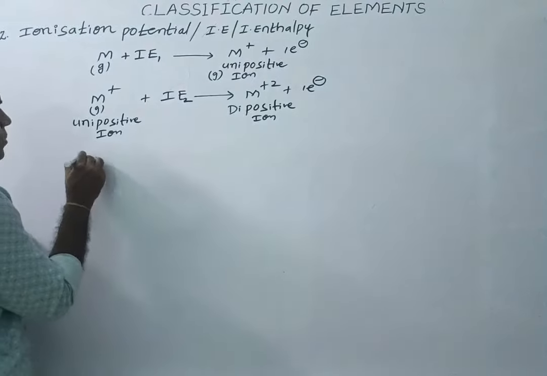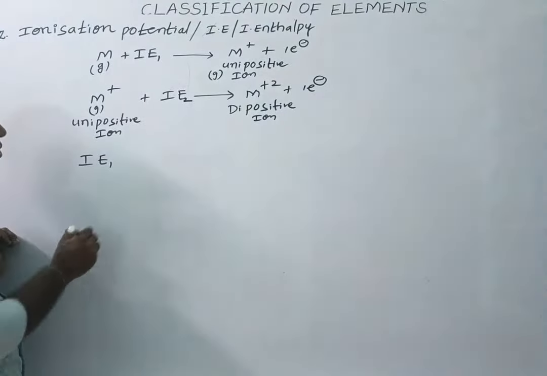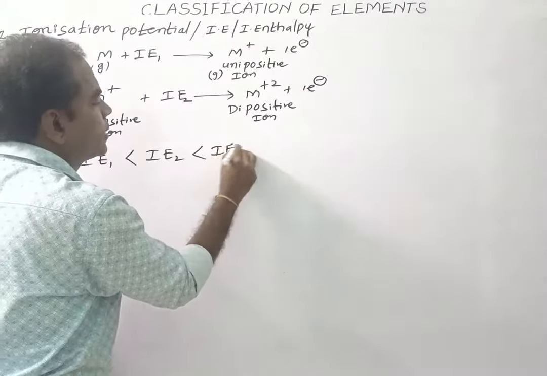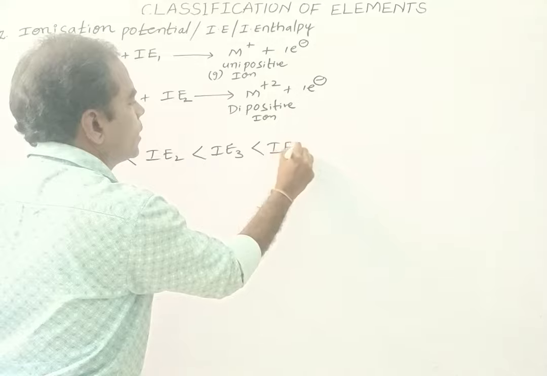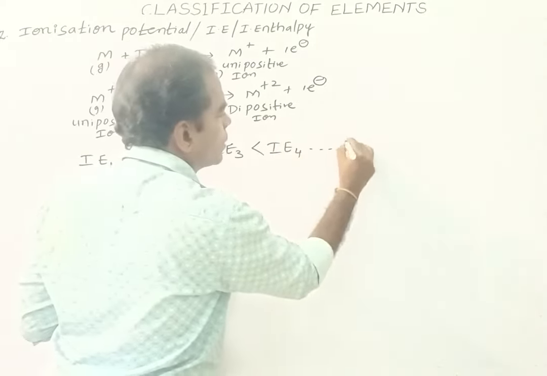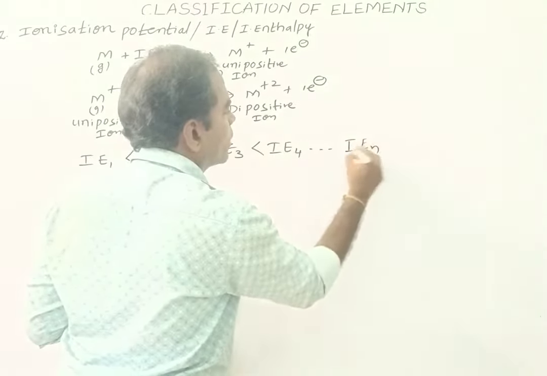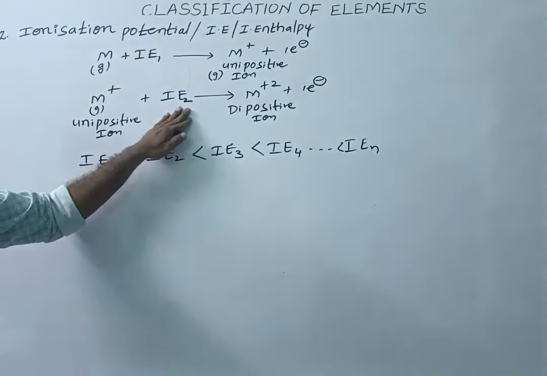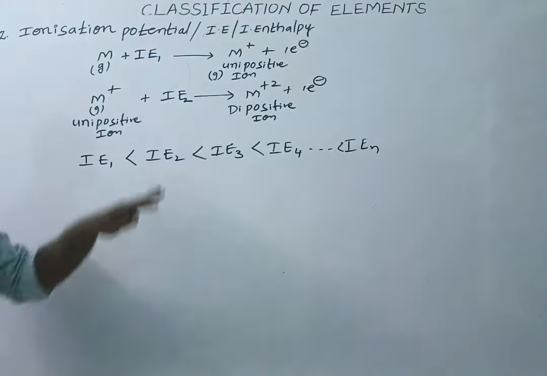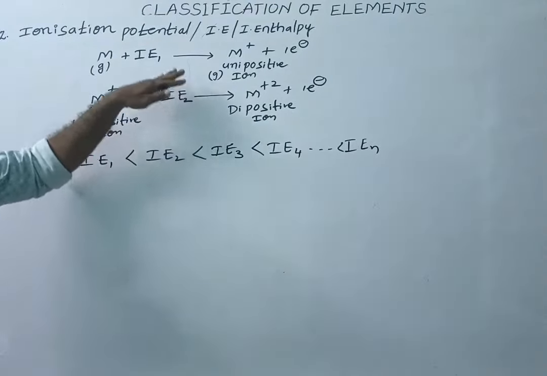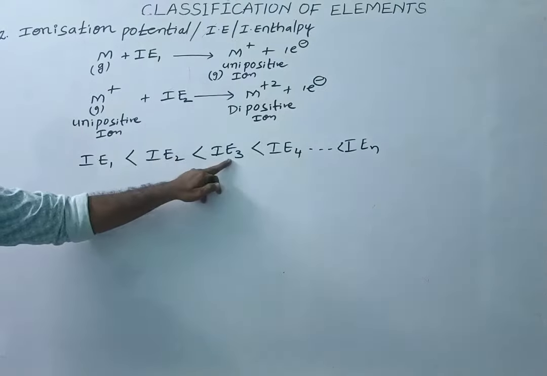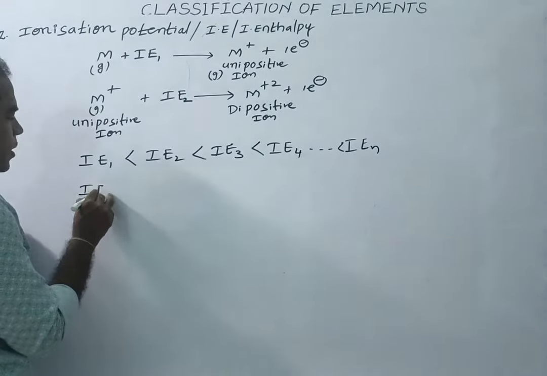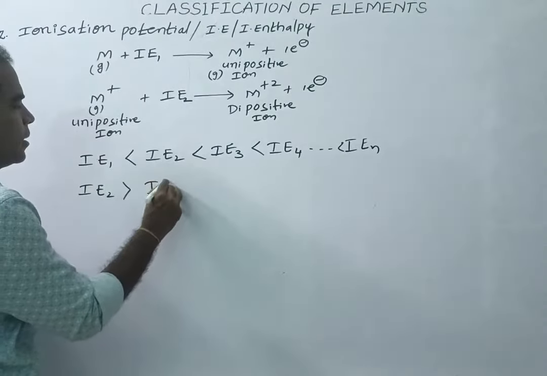That means here IE1, first ionization energy, is less than IE2, less than IE3, IE4, and so on, IEn. That means second ionization energy is always greater than first ionization energy, and third ionization energy is always greater than second ionization energy. Right? See, IE2 is always greater than IE1.